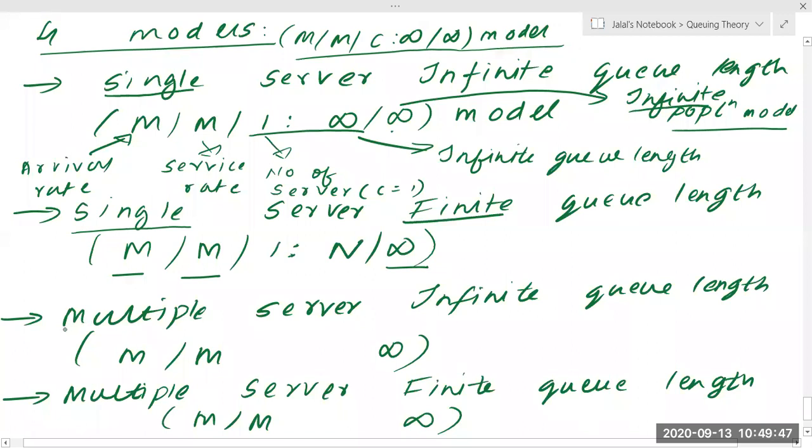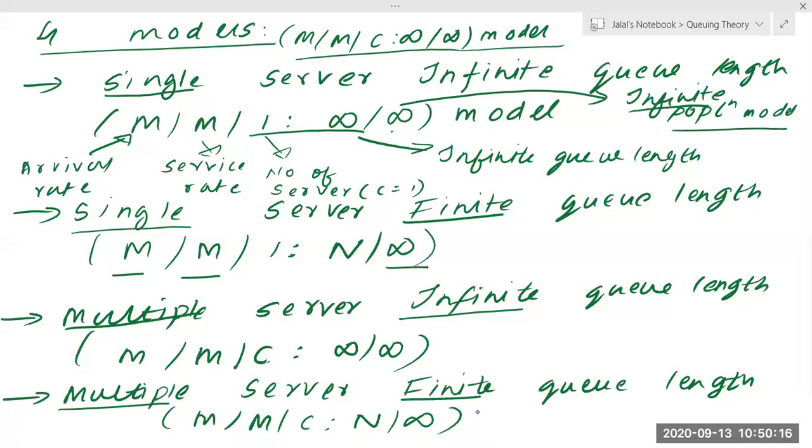Now, sir, once you are considering multiple servers, what happens? C can be greater than 1, from 2 to infinity. It can be any number of servers. So C will come, then colon, and since this is infinite queue length, this will be an infinity kind of model. When you are considering multiple servers with finite queue length, C will come, colon will come, N will come, and then infinity will come. I hope everyone understood. Yes, sir. So these are the 4 kinds of systems that we are going to study.